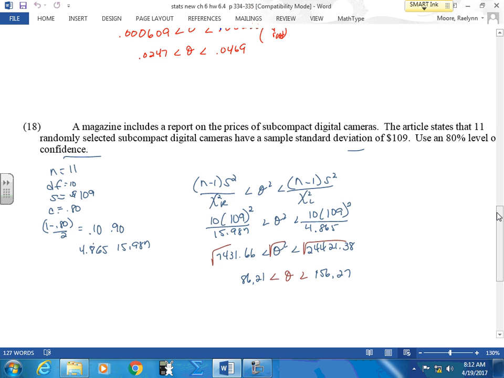So you're looking up the two values. You're plugging them in. They have a sample standard deviation. This is your S. This goes in here. Therefore, it's the standard deviation. We have to square it.